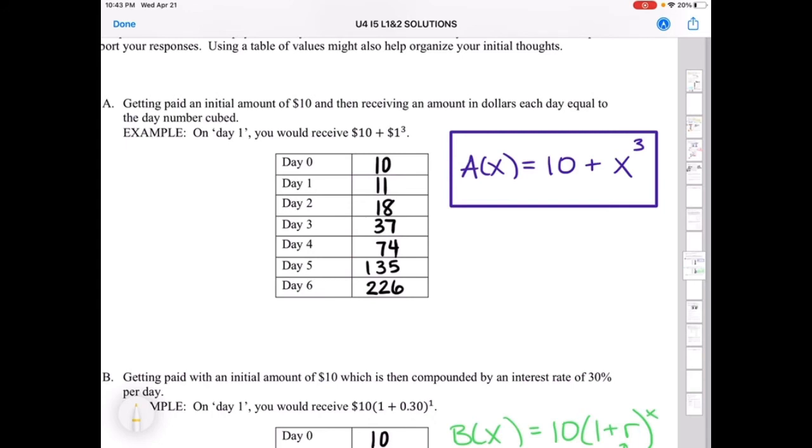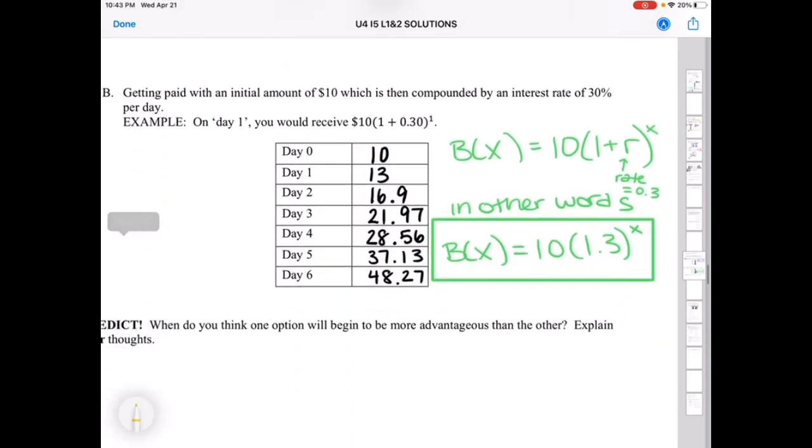So in other words, you have $10 and then whatever that day, the number of the day that you have cubed, is your equation. So they give us an example. If on day 1, which is x is equal to 1, we'd have 10 plus 1 to the third. So this is our basic equation, and I filled out the rest of the table for you.